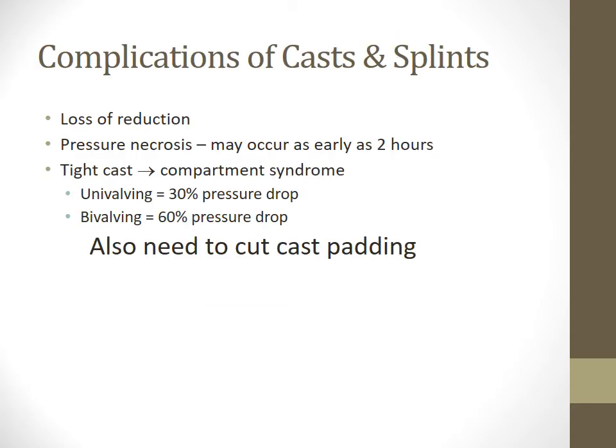You don't want to lose reduction, but that's not really the point of this talk. You do want to minimize pressure on certain areas because you can get pressure necrosis and skin breakdown. And the point of the tight cast causing compartment syndrome is just that, if you have something circumferential going around a leg or an arm, and you get swelling, you can cause an actual compartment syndrome from the pressure.